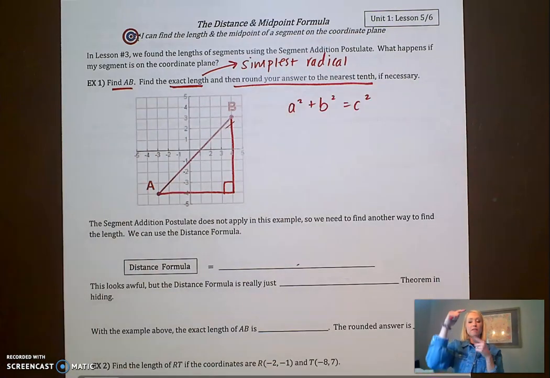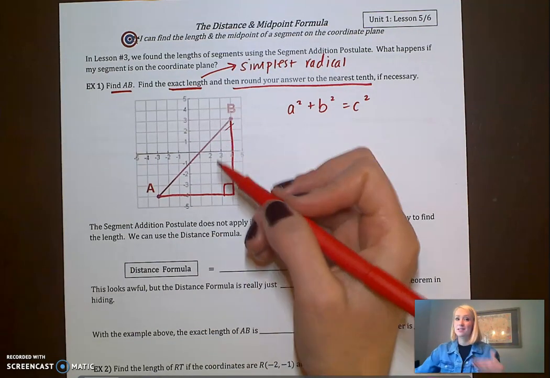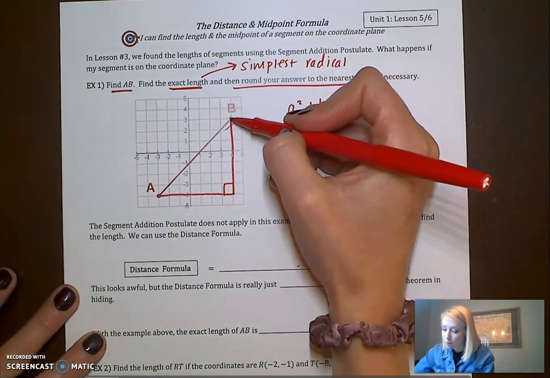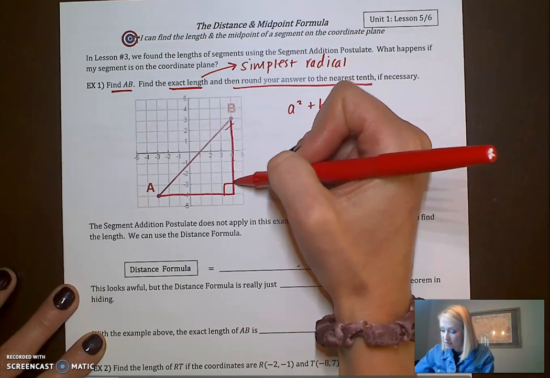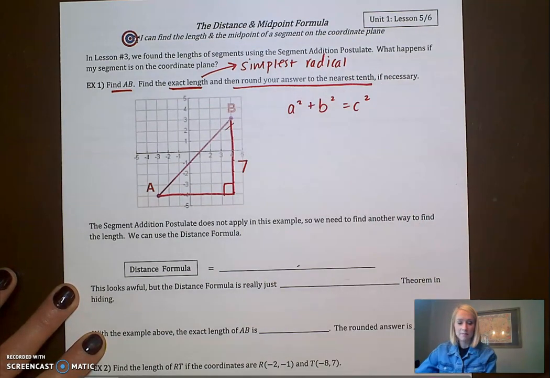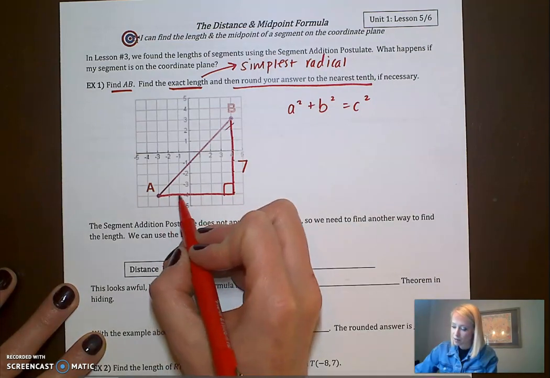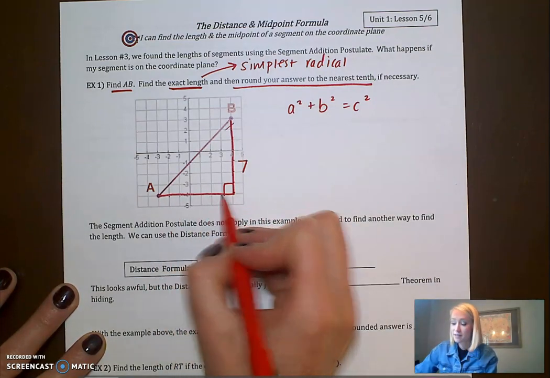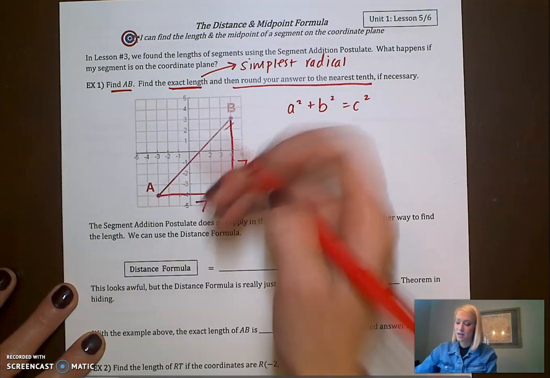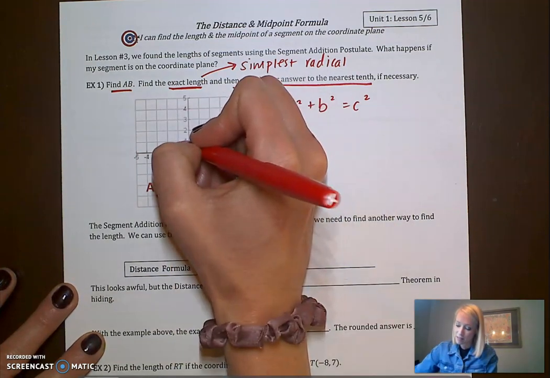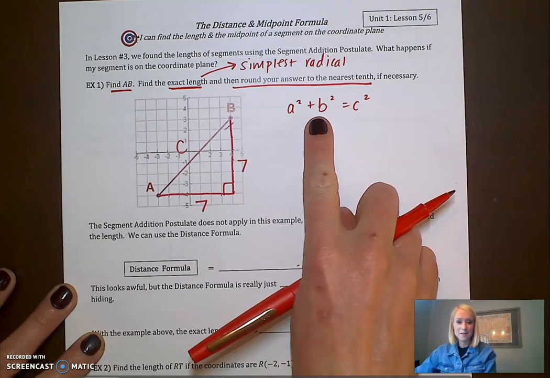If you have a vertical piece or a horizontal piece on the coordinate plane, you can count those, just not slanted pieces. So this segment would be 1, 2, 3, 4, 5, 6, 7 long. This segment down here would be 1, 2, 3, 4, 5, 6, 7 long. This guy is the one I do not know. I'm going to call him C, just for the sake of the formula.